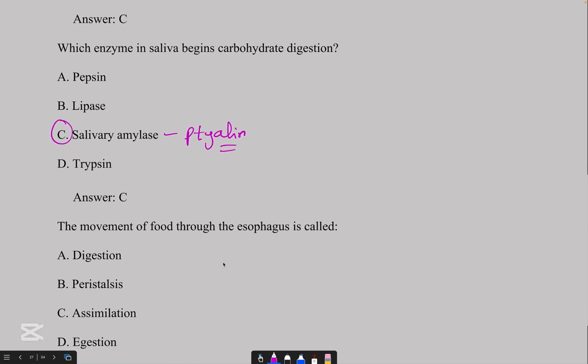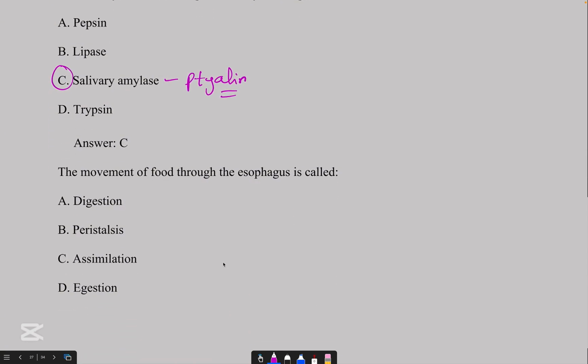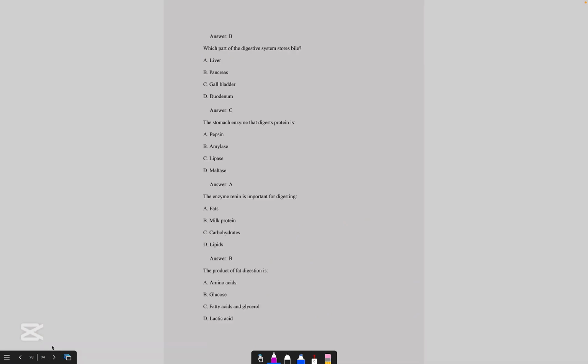The movement of food through the esophagus is called peristalsis. The movement through the esophagus is called peristalsis. Is that okay? That movement is called peristalsis. Next question.